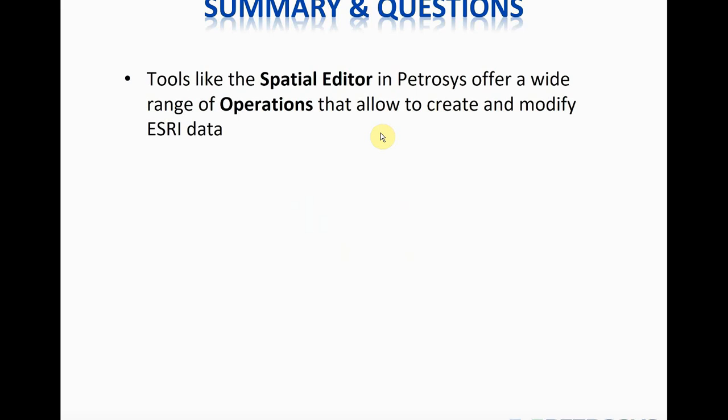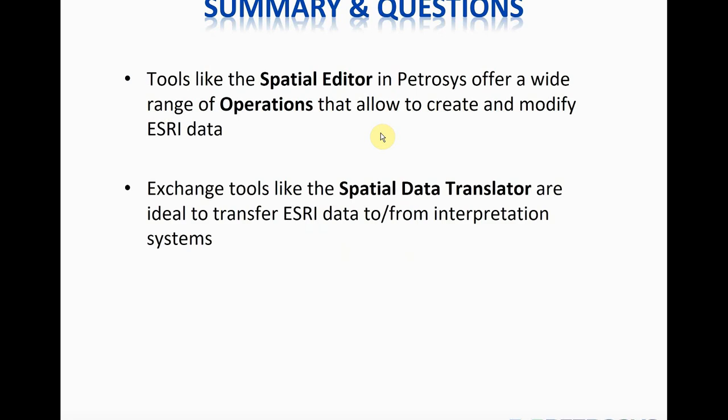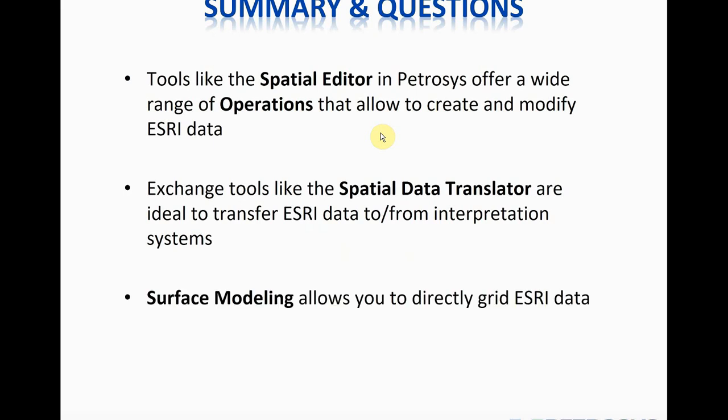Tools like the Spatial Editor in Petrosys offer a wide range of operations that allow you to create and modify ESRI data. We used the back interpolation tool and created buffer shapes. Exchange tools like the Spatial Data Translator are ideal to transfer ESRI data to and from interpretation systems. So you can, as I showed you, translate data from shapefiles into an ESRI dataset or into other interpretation packages. And surface modeling allows you to directly grid ESRI data. On this occasion I used a shapefile, but it could have been any file geodatabase or any feature class within a geodatabase.